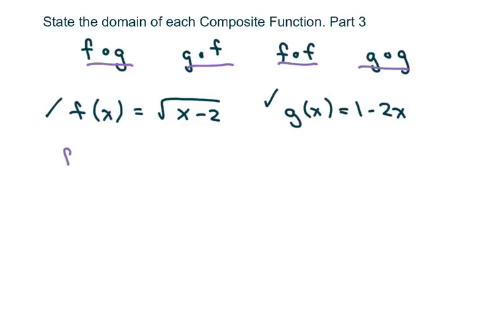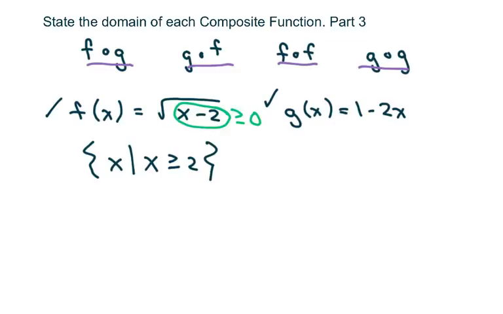Well, first of all, let's just state the domain of f. So the domain of f here is all real numbers, but x has to be greater than or equal to 2. Basically, you just set this to greater than or equal to 0. And then for g, it's just all real numbers. Okay, you might want to write these down when we go through the slides.